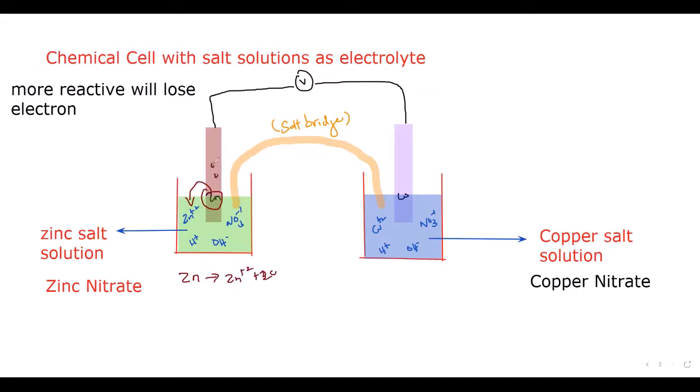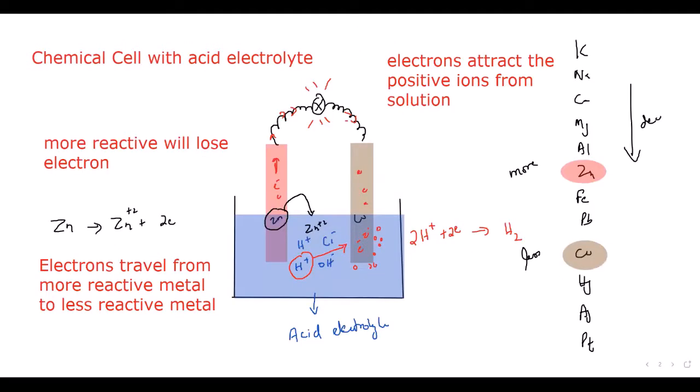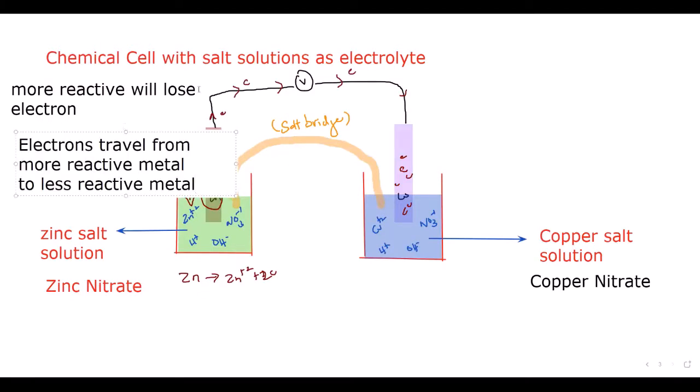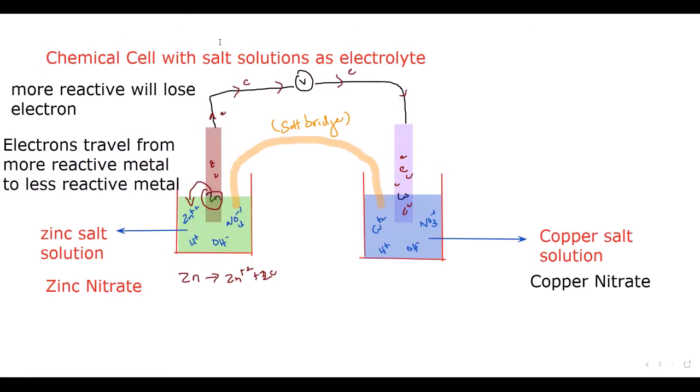Electrons cannot move in the solution, they can move through the wire. So the zinc atom loses electrons and turns into a zinc ion, and these electrons travel, transferring their energy, and the majority of electrons will be on the copper. In the same way, electrons travel from the more reactive metal to the less reactive metal. Zinc loses electrons first because it is more reactive, and these electrons travel from the more reactive to the less reactive metal.